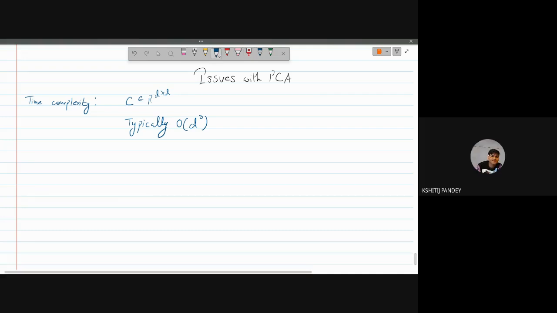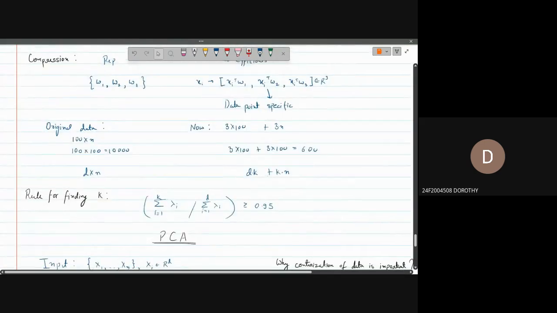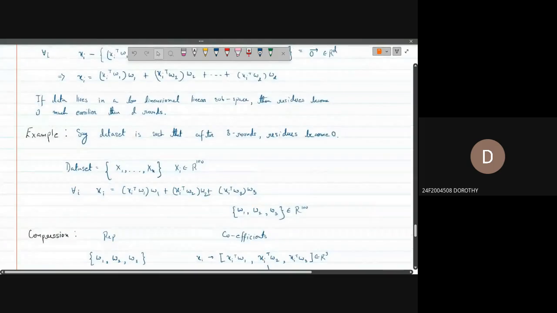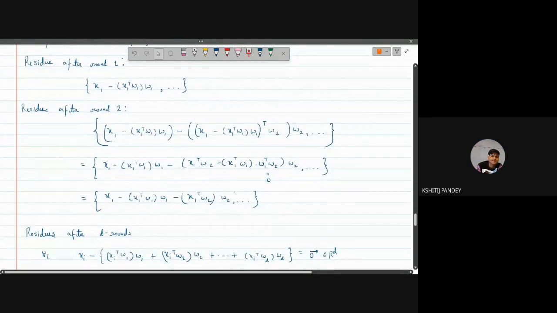And the next problem is that... yes, someone has raised a hand. Hello, sir. I had a question. When we do k cycles, after the first cycle we get the errors. What are the next points that we get? After the first cycle we get error, right? You are saying after the second cycle, what will you get?